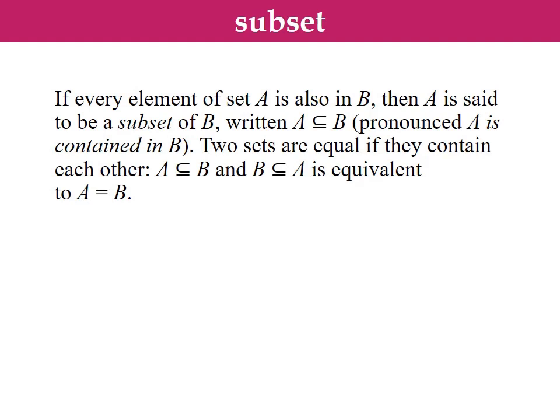The next one is very important, a subset. If every element of set A is also in B, then A is said to be a subset of B. It is written as A contained in B. Next, two sets are equal if they contain each other. That is, A is a subset of B and B is a subset of A. This is also equivalent to A equal to B.